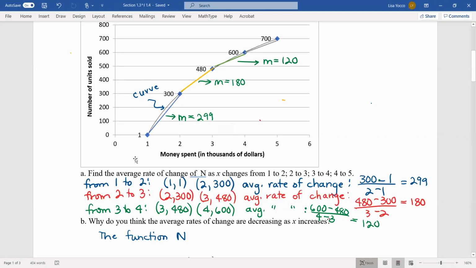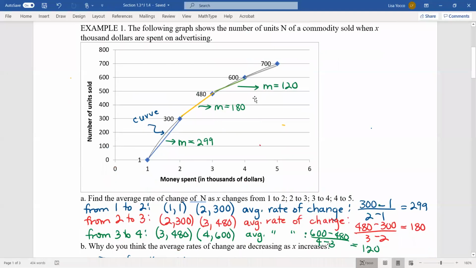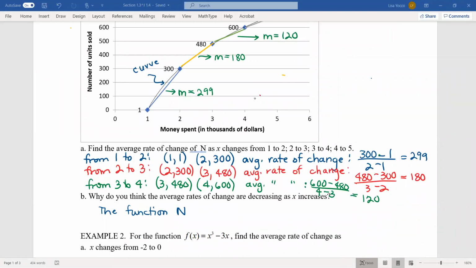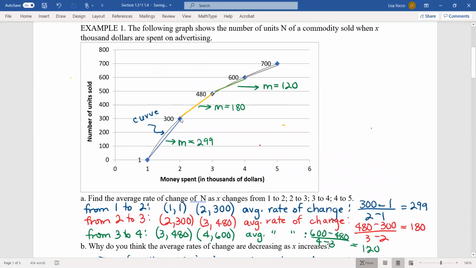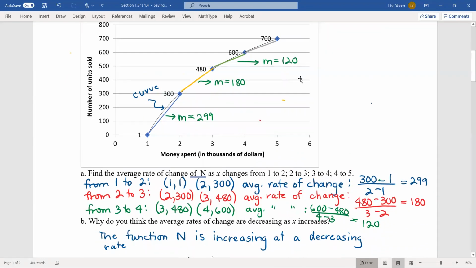Well, that's actually a pretty loaded question. That's kind of a topic we will study later. But it turns out that the function is actually increasing at a decreasing rate. Or another way to say that would be that it's slowing down. Okay. So the slopes themselves are decreasing, and hopefully you can just see that from the calculations.